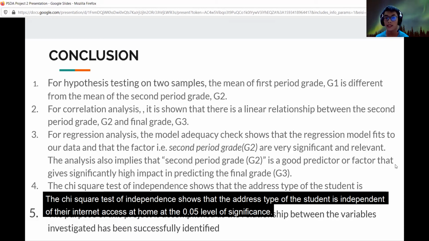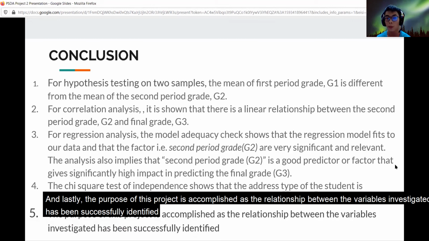The chi-square test of independence shows that the address type of the student is independent of their internet access at home at the 0.05 level of significance. And lastly, the purpose of this project is accomplished as the relationship between the variables investigated has been successfully identified.